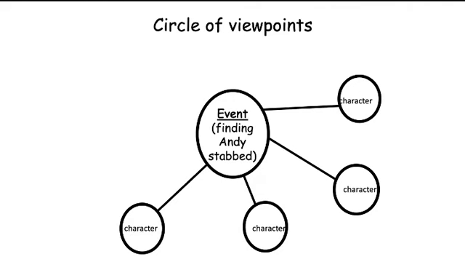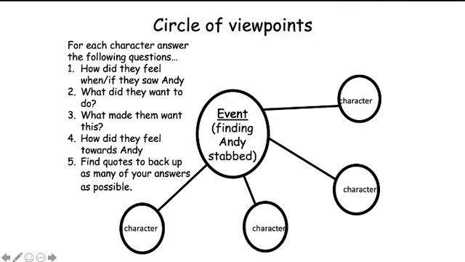So say let's choose the drunk man as our first character. So the drunk man, we have an arm going out and we would put his name in a circle there. Then we have to answer the following questions. So how do they feel when or if they even saw Andy? Well, he felt drunk and he was a bit giddy. He didn't feel any sympathy, nothing like that.